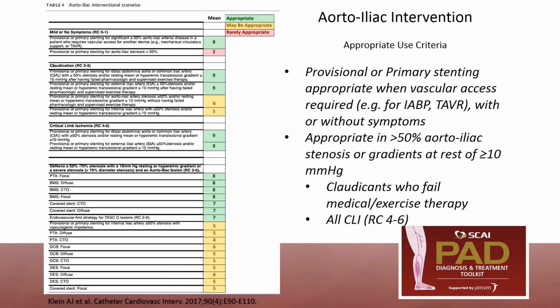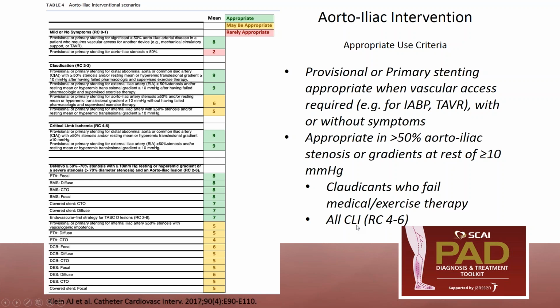So if you look at the appropriate use criteria, looking at aortoiliac intervention, a provisional primary stenting is appropriate when vascular access is required. Again, that's for balloon pump or for TAVR procedures. Most of the time you can inflate a balloon, advance your equipment, do what you need to do up at the heart, and then the balloon result is fine. It is appropriate for greater than 50% aortoiliac stenosis or gradients of greater than 10, or in claudicants who fail medical and exercise therapy. And it is appropriate for all patients who have critical limb ischemia, Rutherford 4 through 6.